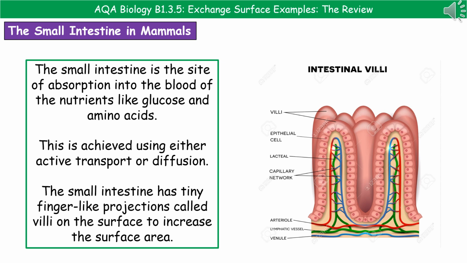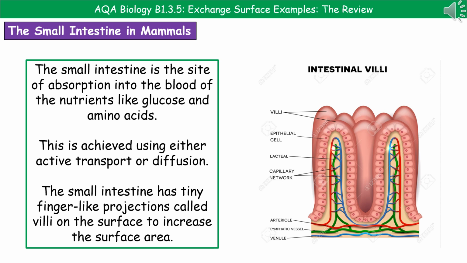Welcome to our review on exchange surface examples. In our previous video we've had a look at the need for these exchange surfaces, and now what we're going to do is actually look at specific examples of where they occur in living things and how they actually work. So the first one we're going to look at is the small intestine in mammals.